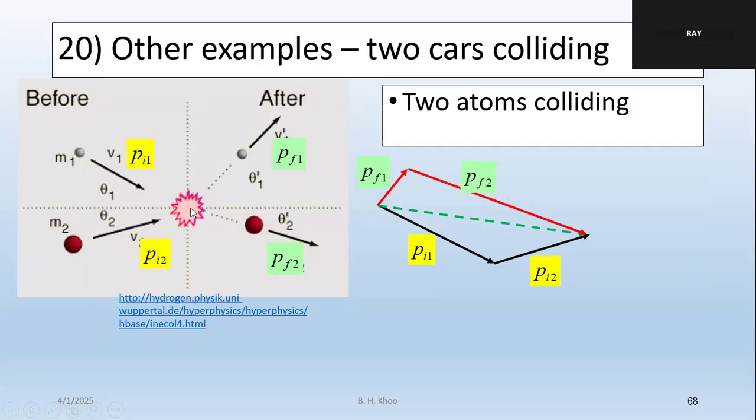Two atoms collide, and then this is after collision. So you add the momentum of this one, that one, equals the momentum after collision. It doesn't matter which one comes first. This one and that is the resultant.